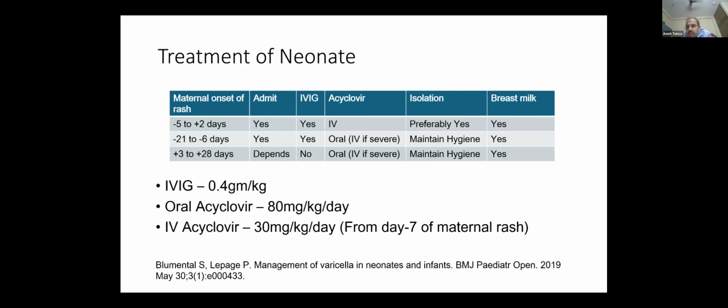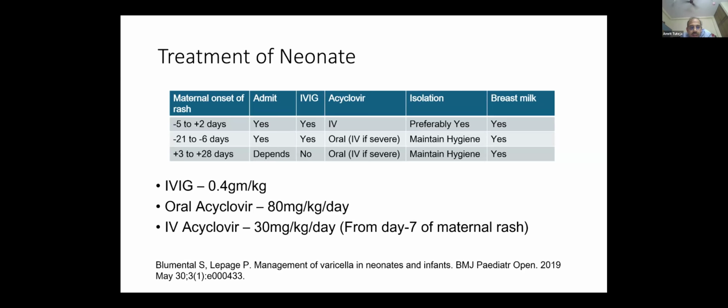Isolation, preferably yes, but the mother has to at least maintain hygiene, wear a mask, and stay apart as far as possible, and then breast milk has to be given. If it is -21 to -6 days, then again this baby may develop symptoms, so we have to admit. IVIG at least has to be given, and if the baby is stable, then we can discharge on oral acyclovir. But if the baby is sick, then IV acyclovir has to be given. Hygiene has to be maintained. Breast milk can safely be given.